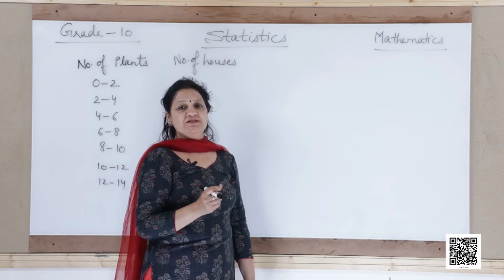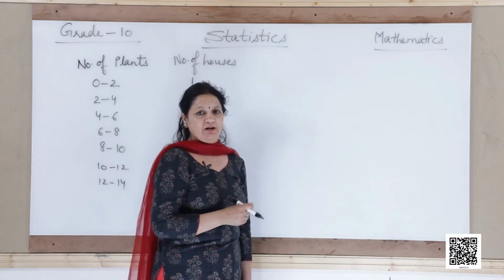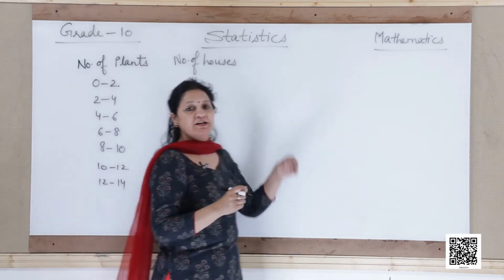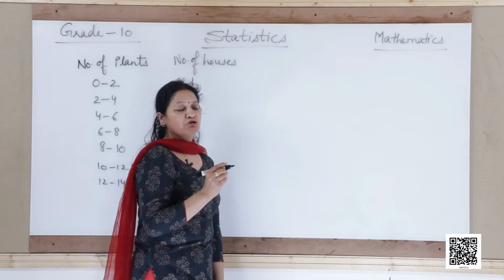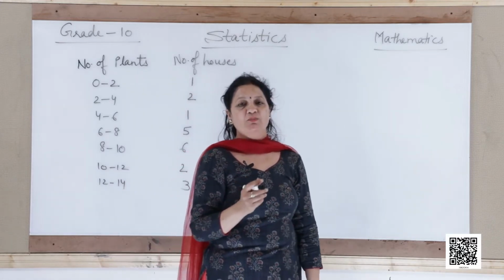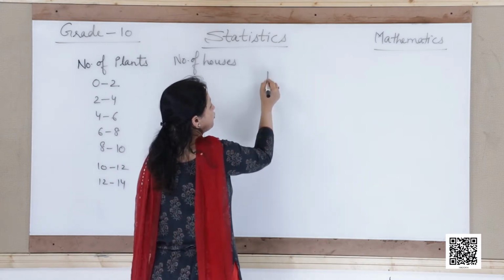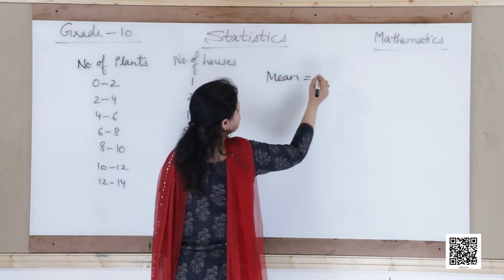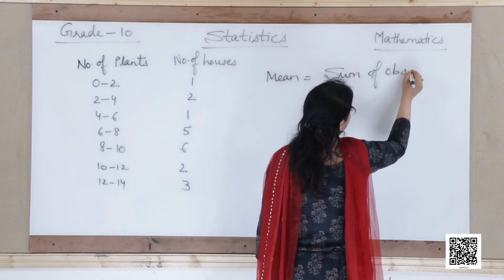So today we will start with how to find out mean from grouped data. All of you have already done how to find out mean from ungrouped data. What was the formula to find out mean from ungrouped data? The formula was sum of observations upon number of observations.